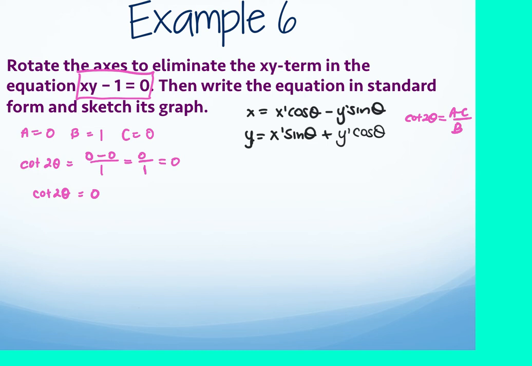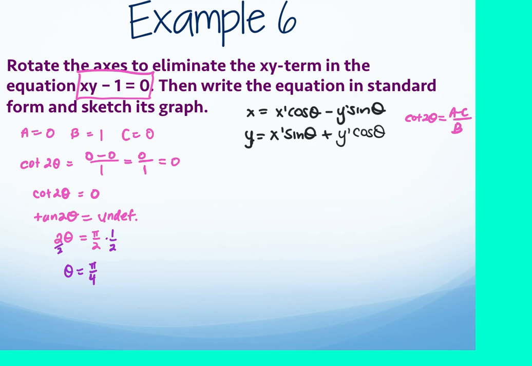But we didn't memorize the cotangent points. We memorized the tangent points. So I'm going to flip this and make it the tan of 2 theta equals, what's the reciprocal of 0? Or undefined. Good. So what angle had a tangent that is undefined? Pi over 2. So 2 theta equals pi over 2. And then to get theta alone, I'm going to multiply by a half or divide by 2, and I get theta equals pi over 4. That's the first part, and a very important part, because if you get that wrong, you get the whole rest of it wrong.